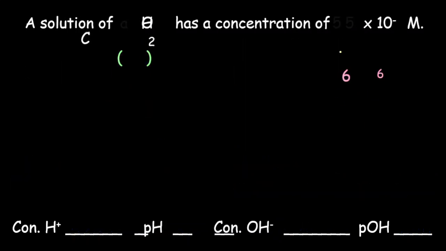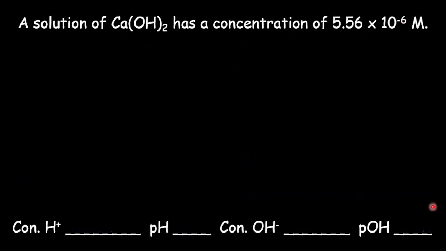All right, so our next example, this time we're using a solution of calcium hydroxide, and it has a concentration of 5.56 times 10 to the minus 6 molarity. Now this time this is an alkaline solution. I just want you to notice that OH means alkaline solution. So let's now quickly jump into it, and we're going to go a little bit faster with this one since we understand the concept, because this will be similar. The third example will be a little bit different from these two.